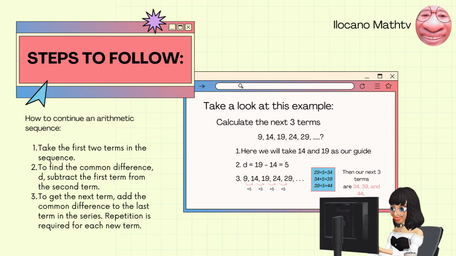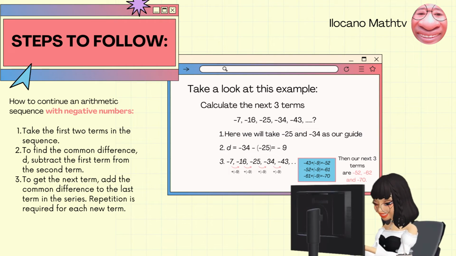5 ang ating common difference. Therefore, our next 3 terms are 34, 39, and 44. Same with the negative numbers.